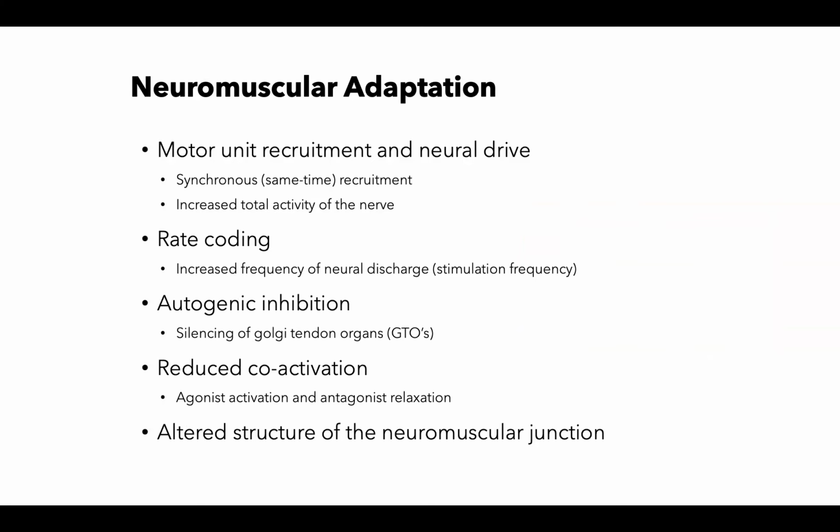With the neuromuscular adaptations, what's really occurring is that we have an increase in motor unit recruitment and neural drive. Rate coding, so there's an increased frequency of neural discharge. Autogenic inhibition, we have silencing of our Golgi tendon organs, which typically will keep us safe and potentially prevent movement. Reduced coactivation and altered structure of the neuromuscular junction. Thinking through these, we've seen with research that a transient increase in motor unit firing rate has occurred. And training-related increases in the rate of tension development have also been linked to an increased probability of doublet firing in individual motor units.